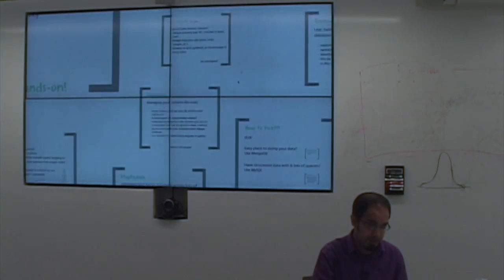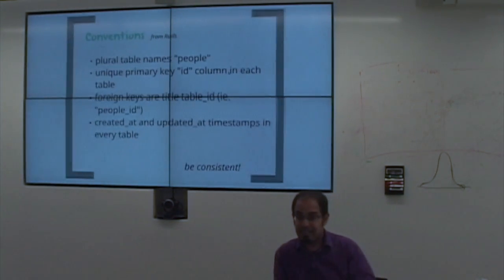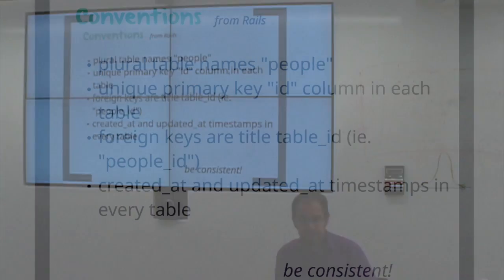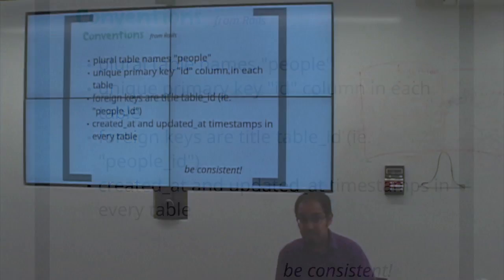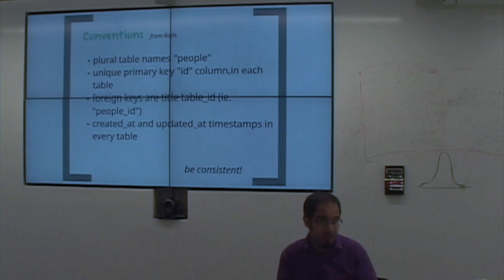What else do I want to talk about? Oh yeah, conventions. So this is, again, a list of random things that you should be aware of. Use conventions in your databases because it'll make your life easier. These are the ones from Rails. They use plural table names. So people instead of person would be the name of your table. Your primary key always is called ID. Foreign keys are table name underscore ID. So people underscore ID would be a foreign key.